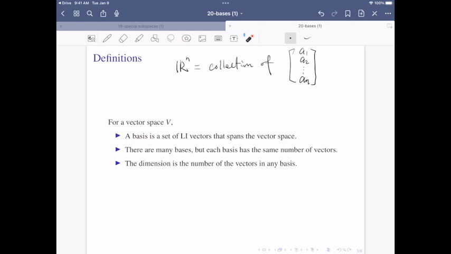A basis is a set of linearly independent vectors that spans the whole vector space. For a vector space, you can find a basis, but it may be different from my basis. So there may be different bases which can span the whole vector space. But no matter what basis it is, the number of vectors in the basis should be the same. So that defines the dimension. The dimension is the number of vectors in any basis.